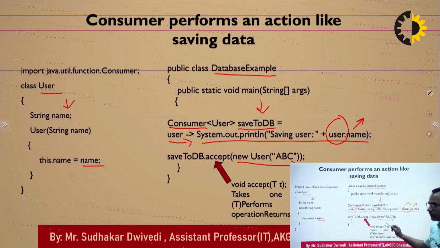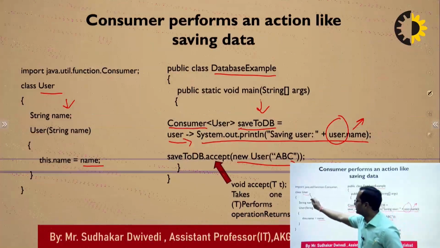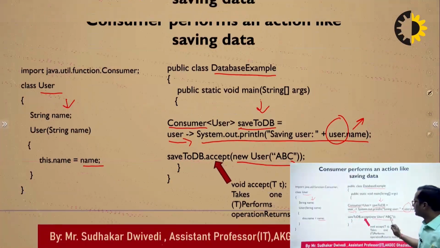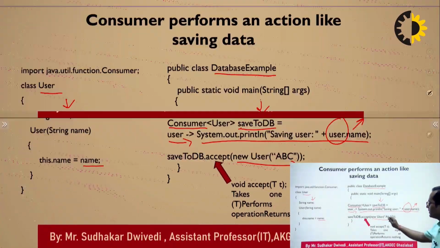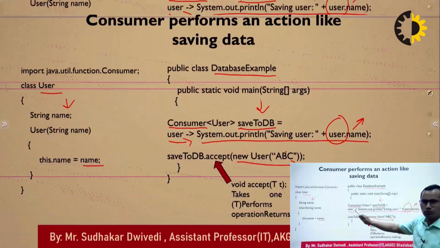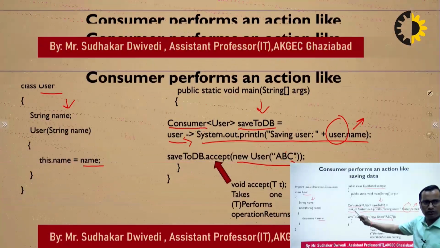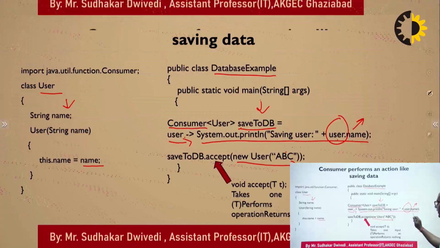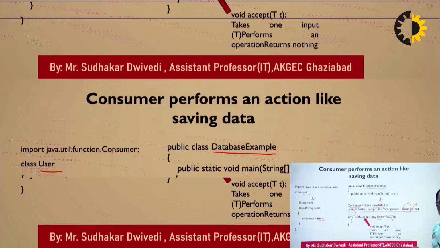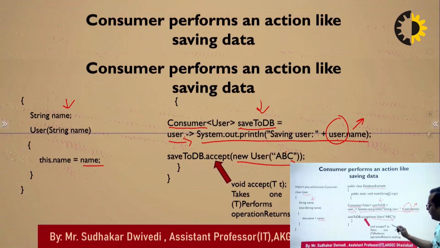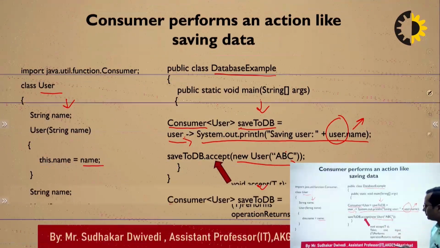This is the object of the user class. This is the class user. So this is the object of the user class. This is the parameter, and this goes to this parameter user, and then this will be printed by using this user.name.